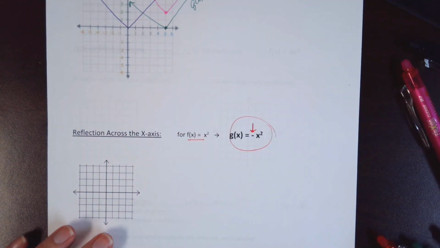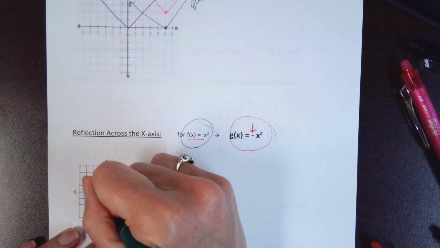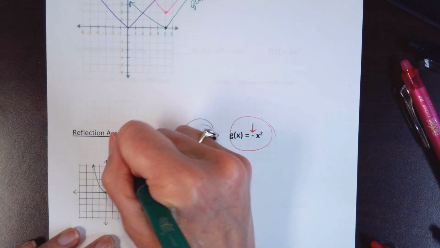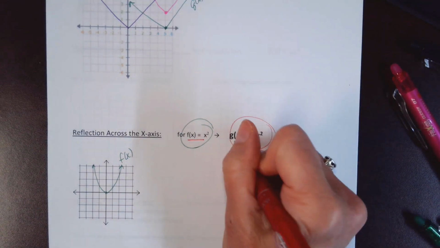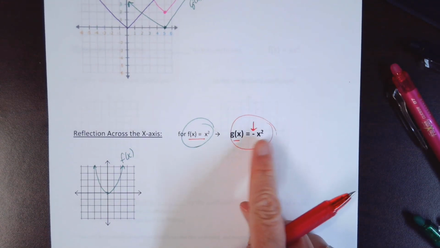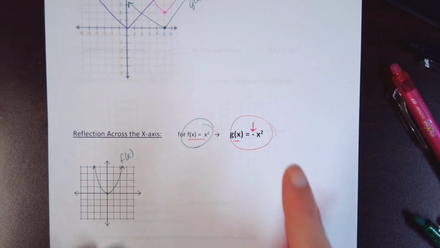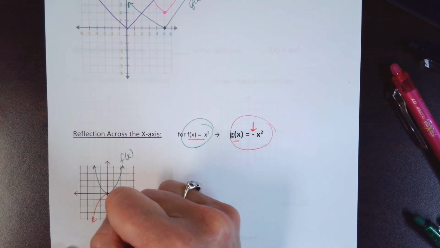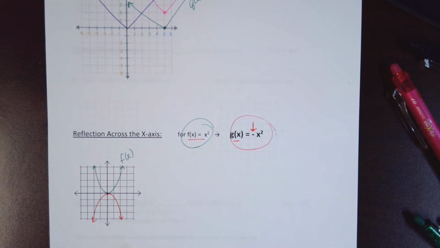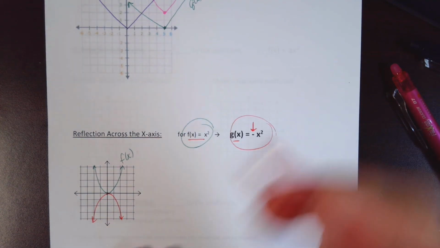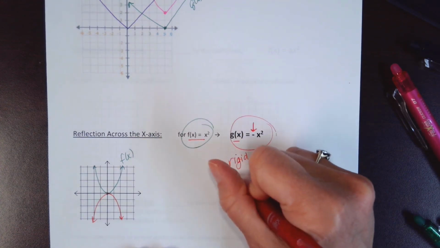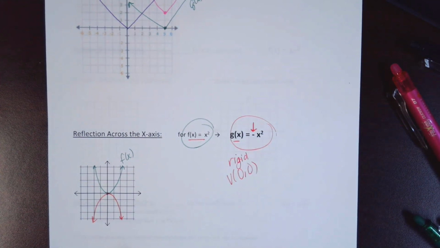So parent function, f of x equals x squared, right there. Transformed function, g of x, is a negative x squared. That negative out in front tells me that I am reflecting that parabola upside down over the x-axis. That is a rigid transformation. Did not move the vertex. The vertex is still at 0, 0.